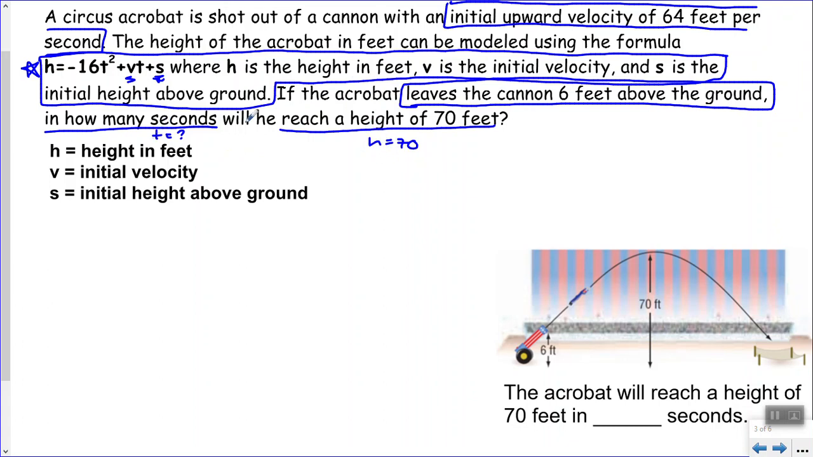We were asked in how many seconds will he reach a height of 70 feet. So we're solving for a value of t when h equals 70. So we can go ahead and set that up. So 70 equals negative 16 t squared plus our initial velocity was 64 times t plus our initial height, which was 6.